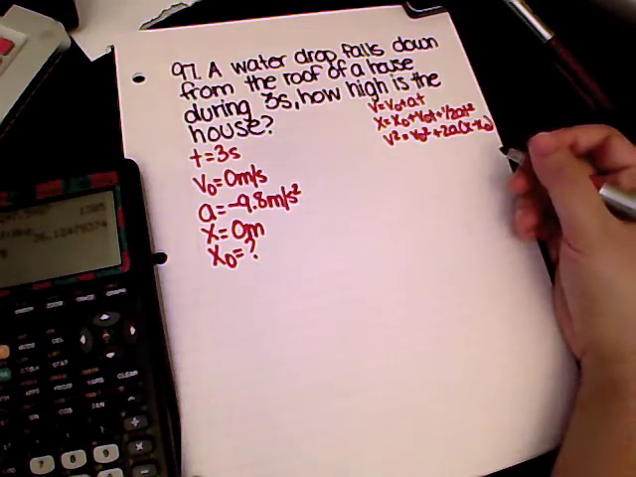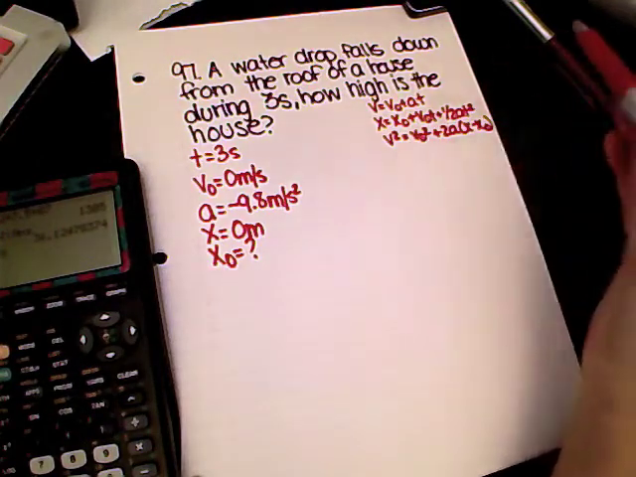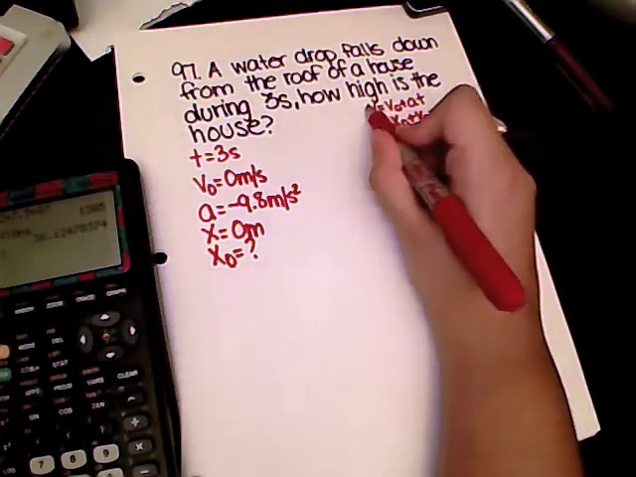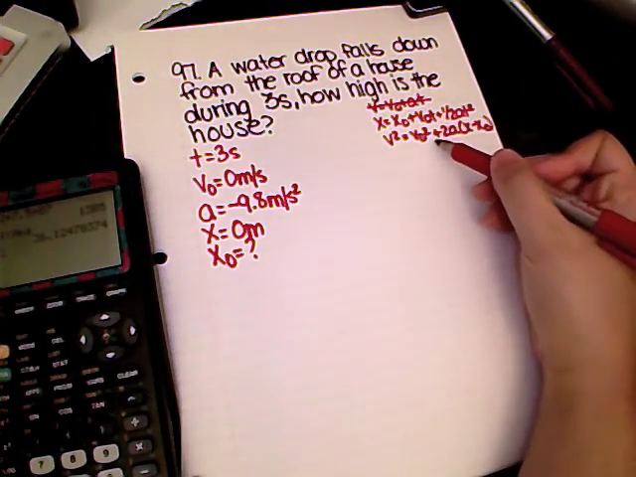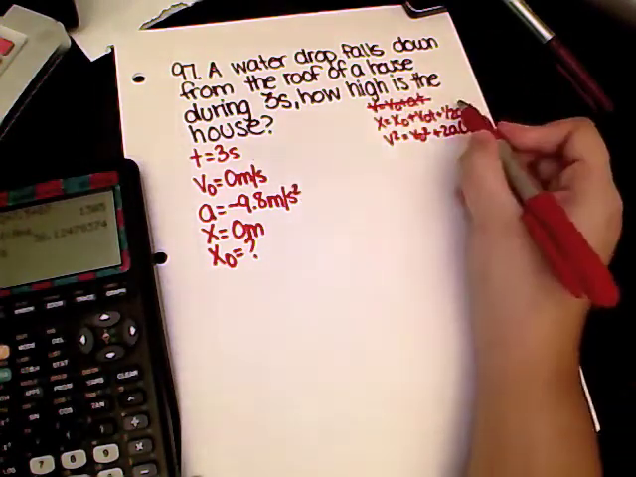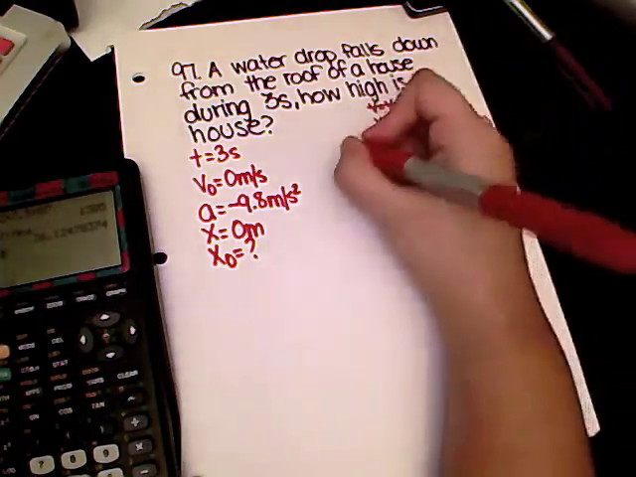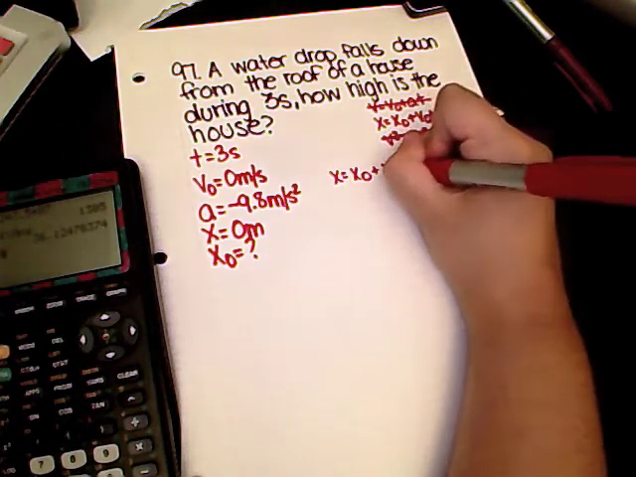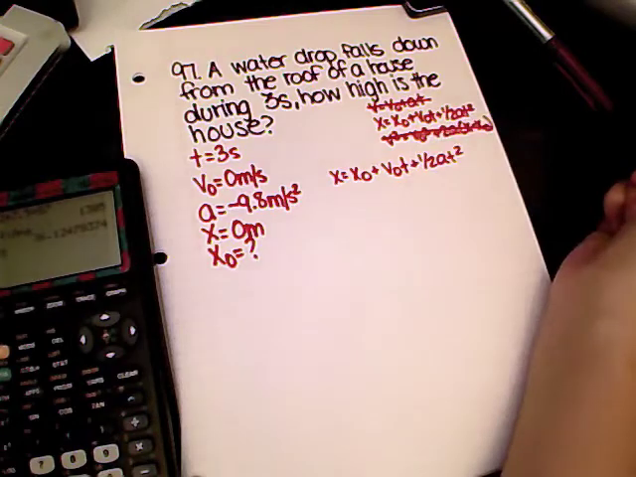So now, what we want to do is figure out which equation we're using. We can't use the first one because we know there's no x naught, so we can cross that one out. The second one has an x naught, and the third one has an x naught. If you look, we're given time. So this one is the only one that has time, so we can cancel that one out. That means we're using x equals x naught plus v naught t plus 1/2 at squared.